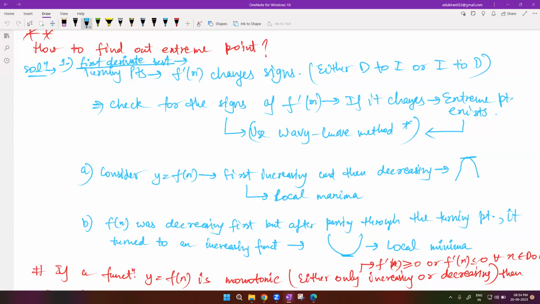Now, how can you find these turning points is, just give me a minute. Right?